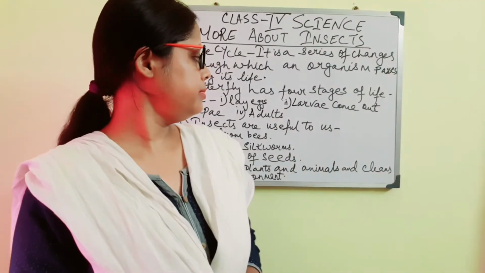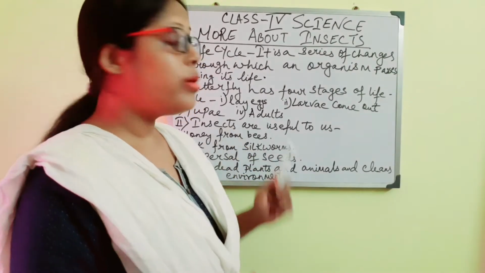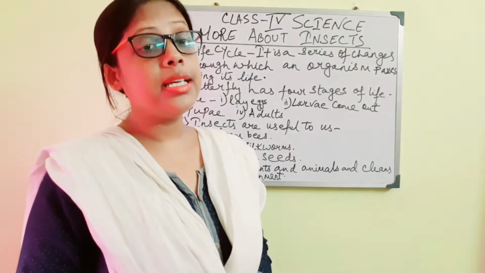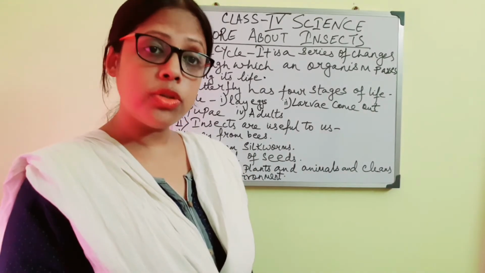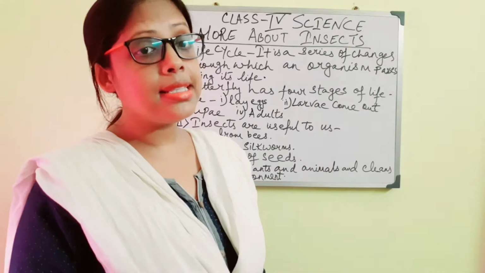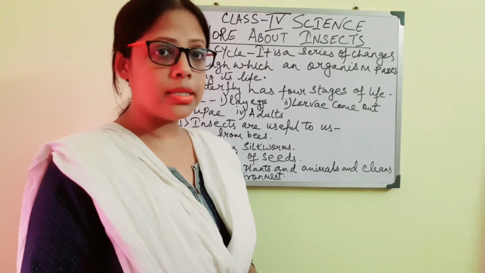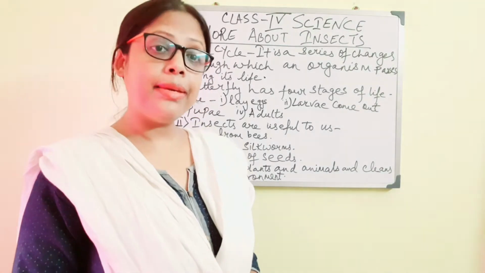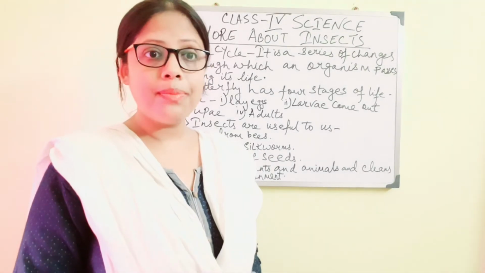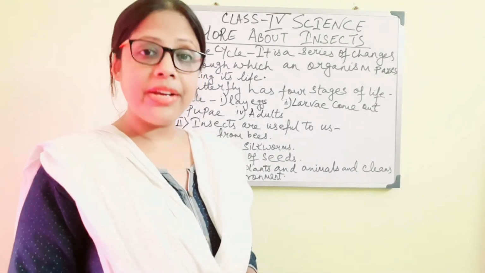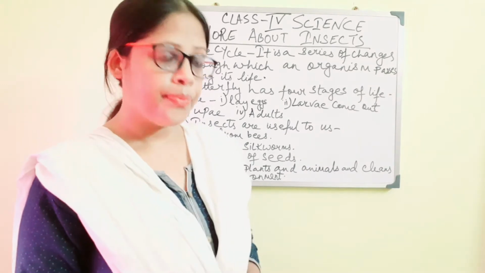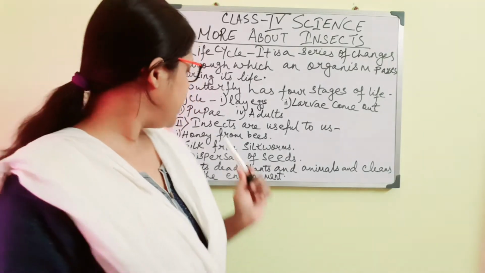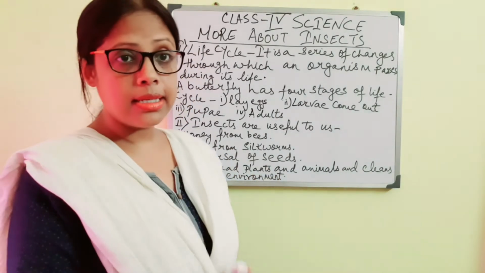Now, next is how insects are useful to us. Now, there are different insects who are very useful to us, and there are insects who are harmful to us also. Now, insects like bee, silkworms, and there are more who are very useful to us. Now, like honey, you have all tasted honey. So we get honey from bees.